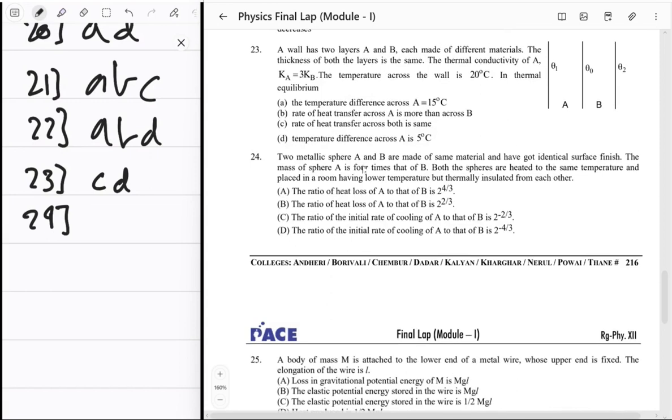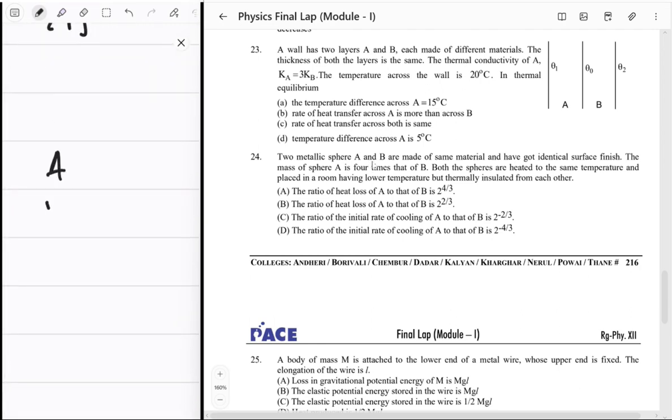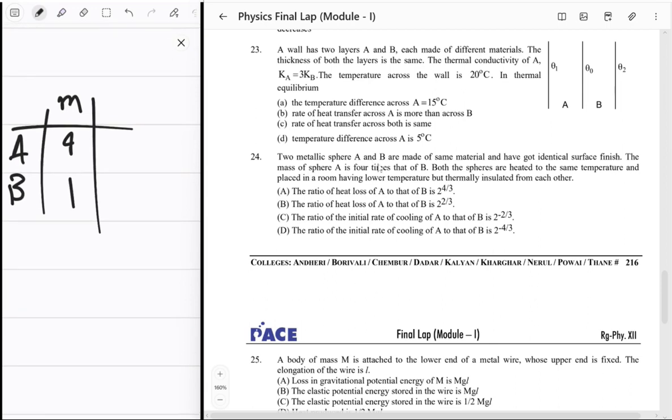24th: two metallic spheres A and B made of the same material have the same surface finish. Mass of sphere A is 4 times that of B. Since it's the same material, the density is the same, so the radius ratio is 2 to the power 2/3 is to 1.